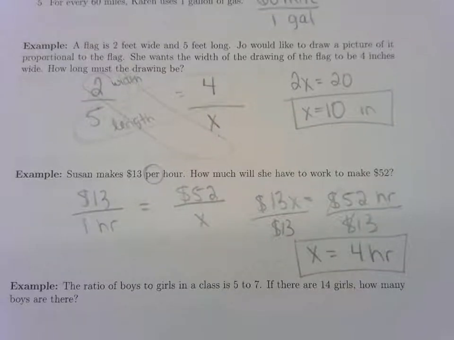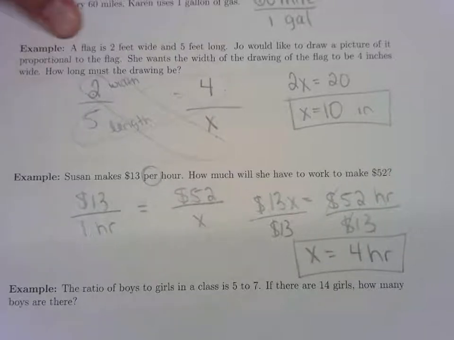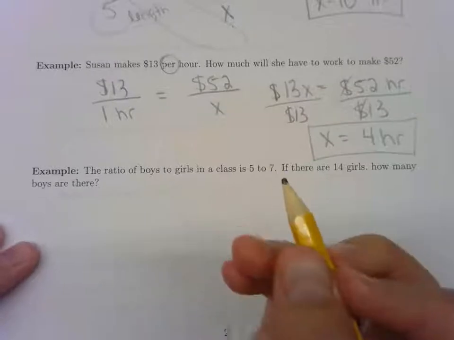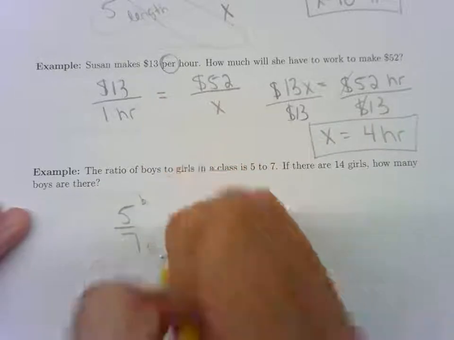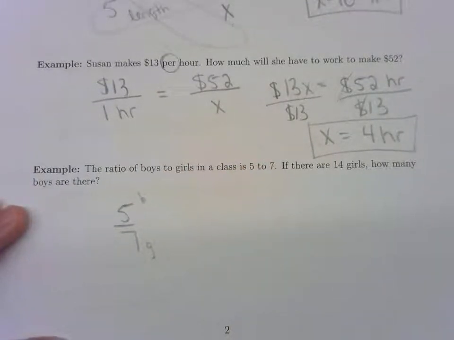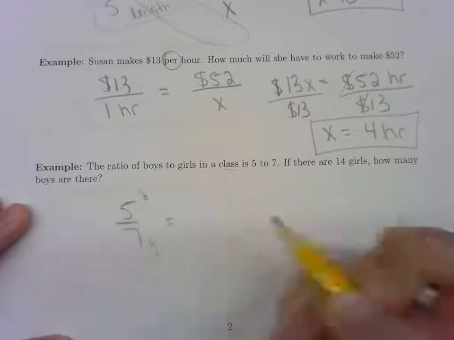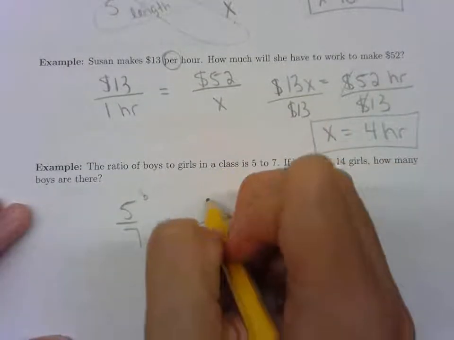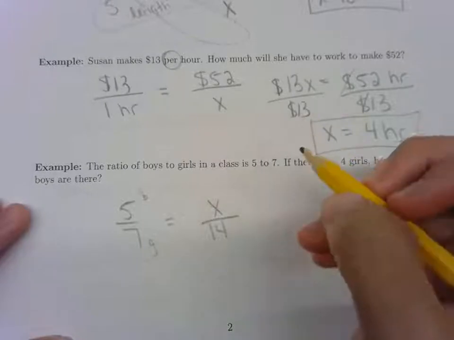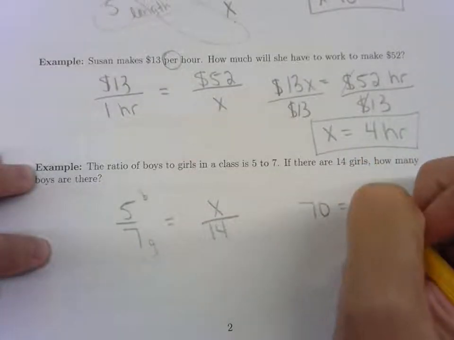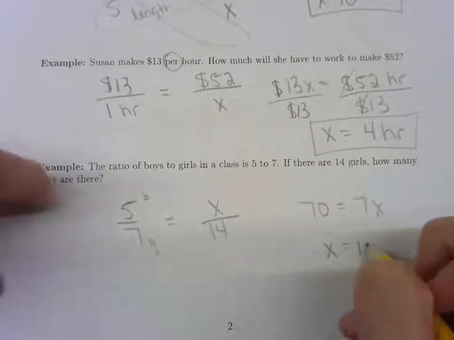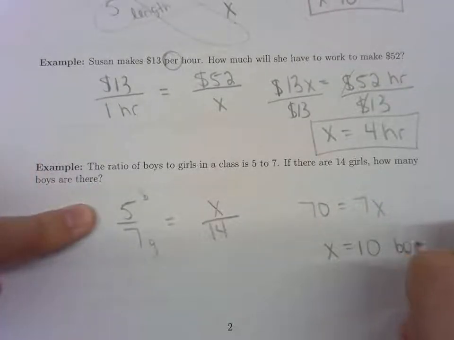Next example, the ratio of boys to girls in a class is 5 to 7. If there are 14 girls, how many boys are there? Let's write out that ratio. The ratio of boys to girls is 5 to 7. I'm going to put a B here and a G here for girls, just so we remember what we put on top. If there are 14 girls, how many boys are there? So we want the girls to be 14, and we don't know what the x is. That's what we're solving for. Again, cross multiplying, let me do 14 times 5 here. That's 70 equals 7x. Solving for x, x would be 10. And the solution was in boys.